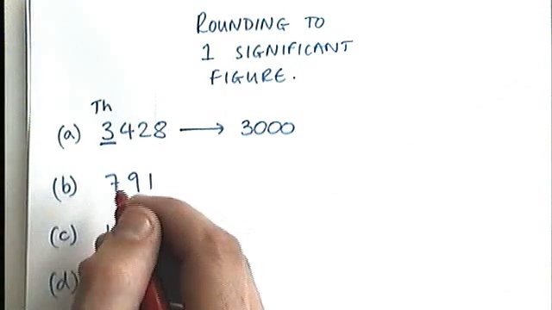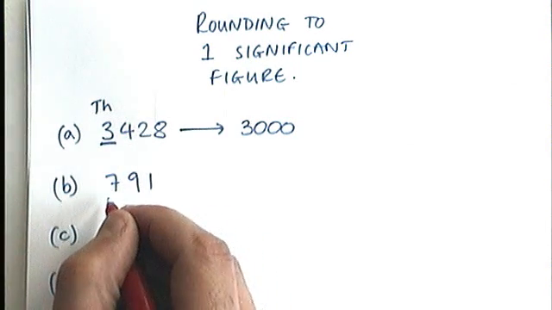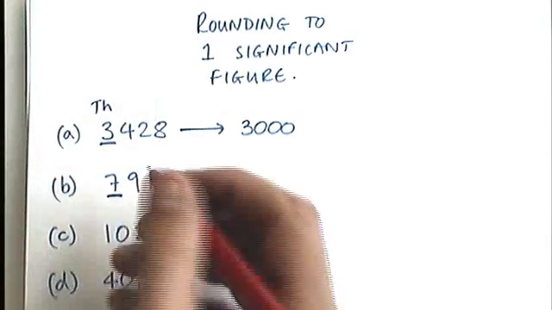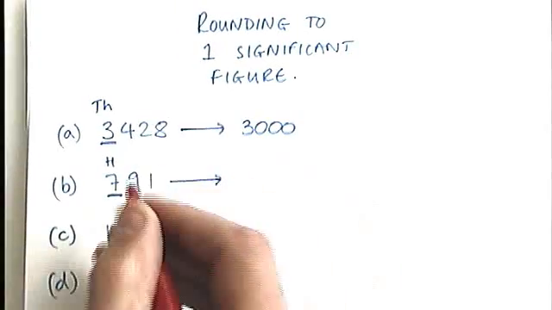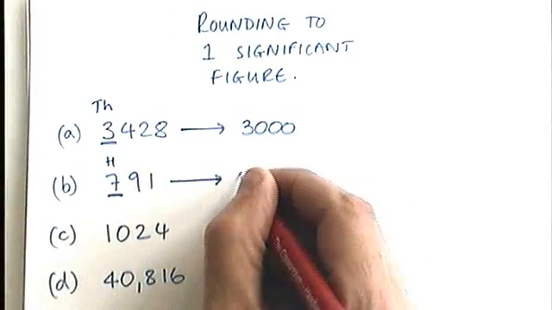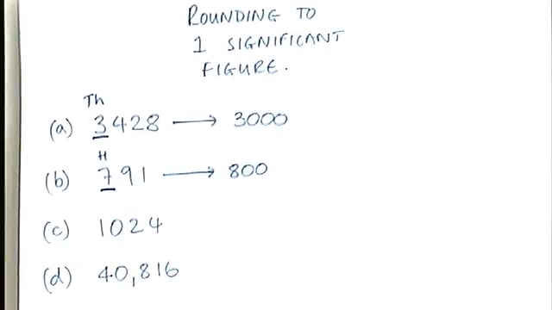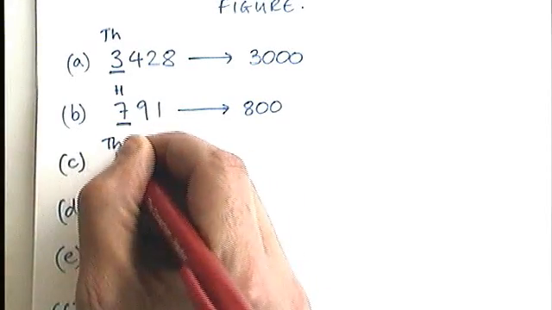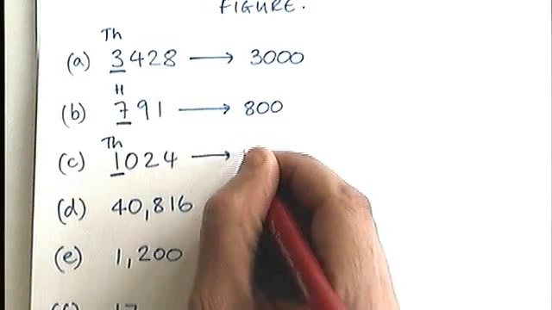If we have a look at this second one, 791, again the first significant figure in this number is the 7 there, and that's in the hundreds column. So we're going to round this to the nearest 100. Is it closer to 700 or 800? This time it's 800. Next up we have 1,024, again the first significant figure is in the thousands column, so we round to the nearest 1,000.